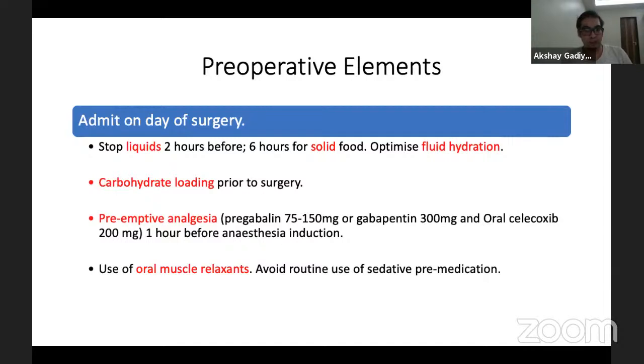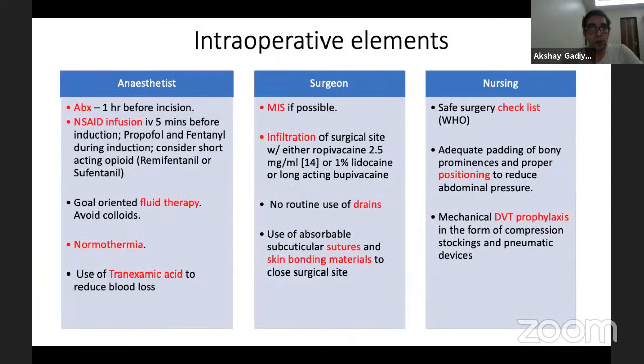the perioperative stress response. Preemptive analgesia in the form of pregabalin or gabapentin along with coxibs is administered 1 hour prior to anesthesia induction. Any sedative painkillers are avoided, and sedative pre-medications are also avoided. Patients are given oral muscle relaxants for pain relief in the pre-op period.